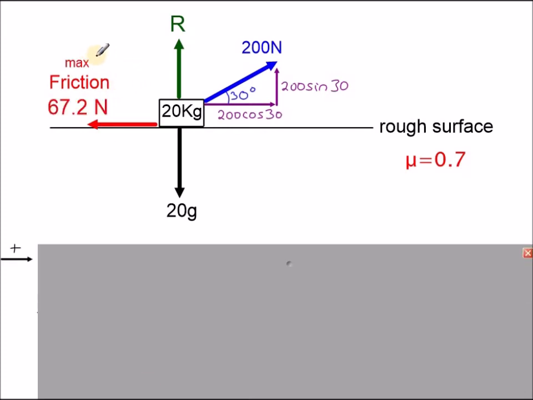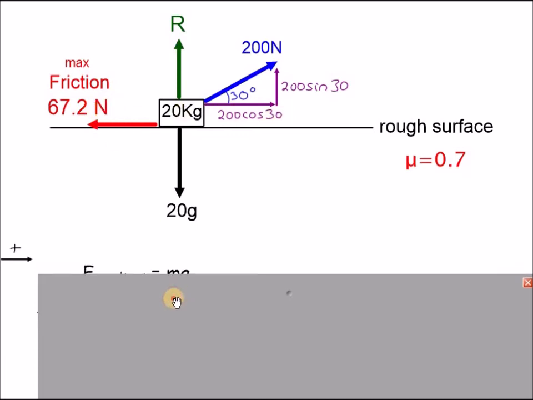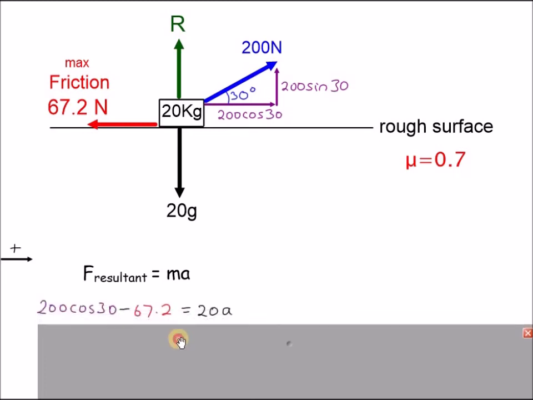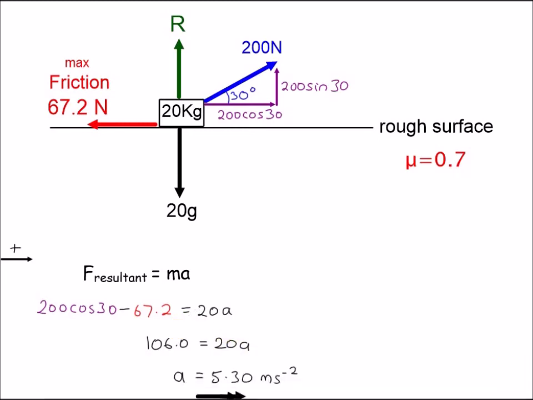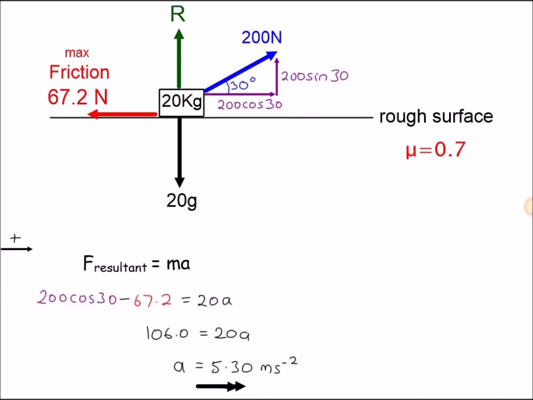Okay, so here's the maximum frictional force, and if we take this direction as positive and look at horizontal forces, we have 200 cos 30 minus 67.2 equals the mass times acceleration. So the resultant force here on the left hand side is 106 newtons, mass of 20 kilograms, and then the acceleration is 5.30 meters per second squared. It's a positive value, so it's in the same direction as this arrow here.